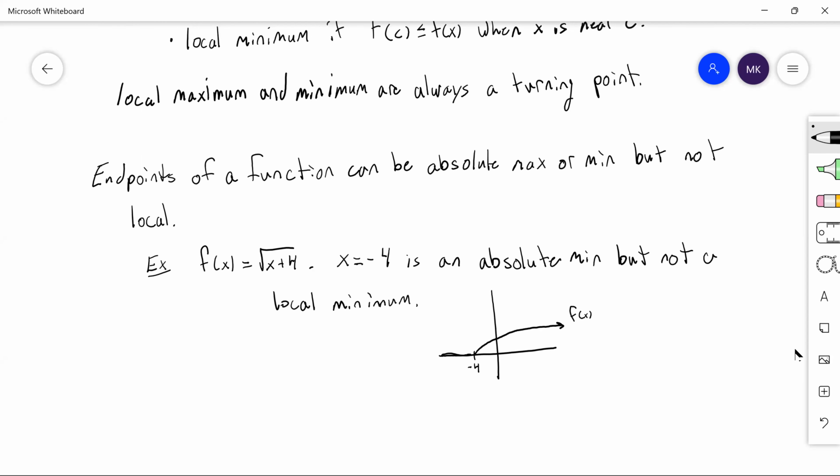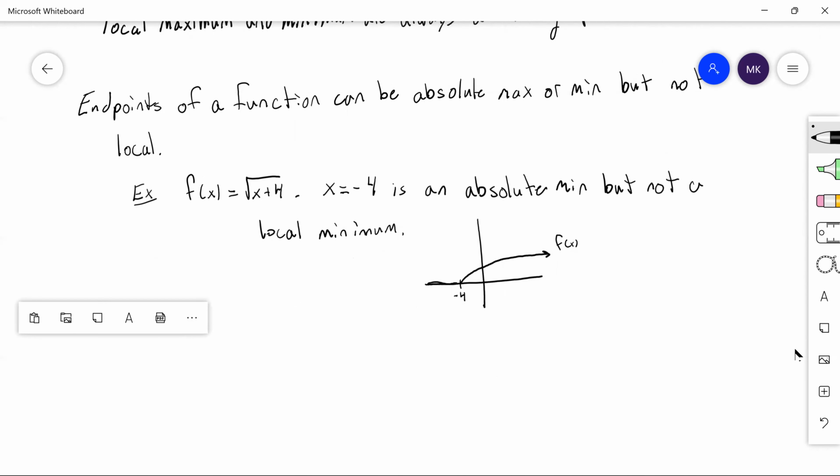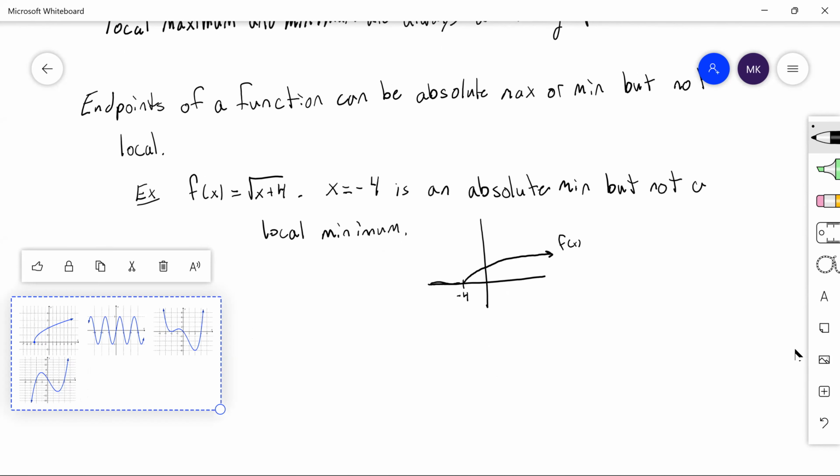Functions can have infinitely many extreme values. They could have a max but no min, a min but no max, and they could even have none, right? And so I want to look at a couple graphs.